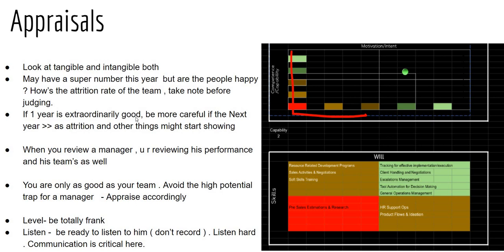If one year is extraordinarily good, be more careful that the next year might not be good. There is also a concept of regression to the mean, which basically talks about whenever there is an extraordinary year, whether good or bad, there's a likely higher possibility that it would revert to the mean next year.